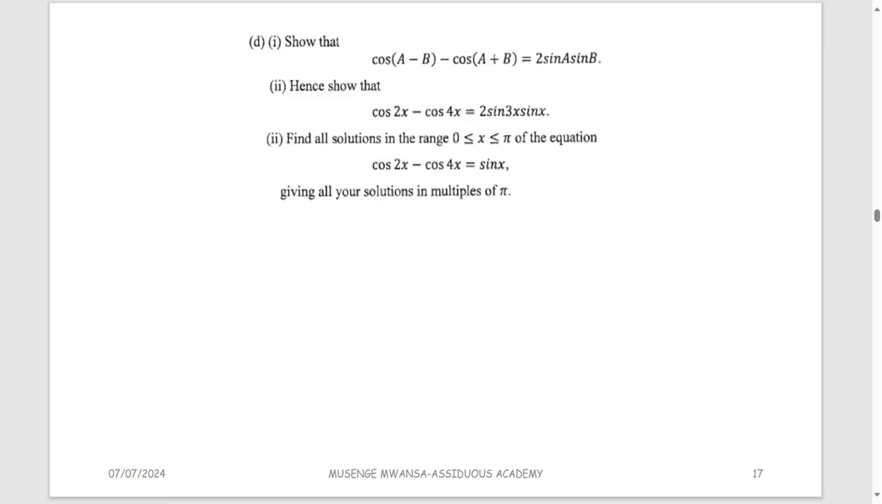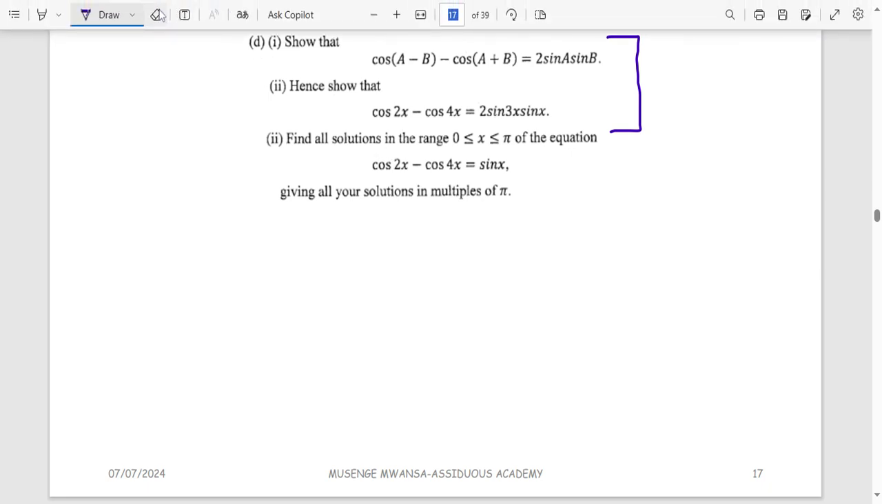Okay. And I want you to do this one. Please, make sure that you try it out. Show that cos(a minus b) minus cos(a plus b) is 2 sin a sin b. Hence, show that cos 2x minus cos 4x is equal to 2 sin 3x sin 2x. You can end here. Just these two. The last one about finding all the solutions, we'll do it in the next class for equations.